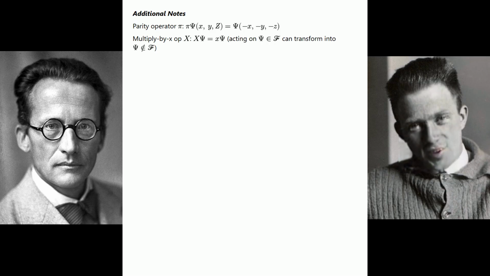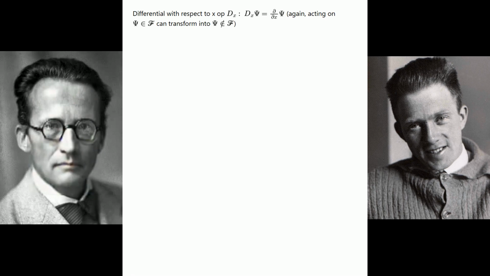Acting on ψ, a member of script F, can transform it into ψ', which is not a member of script F. Differential with respect to x, operator D_x: D_x ψ equals the partial derivative of ψ with respect to x. Again, acting on ψ, a member of script F, can transform it into ψ', which is not a member of script F.